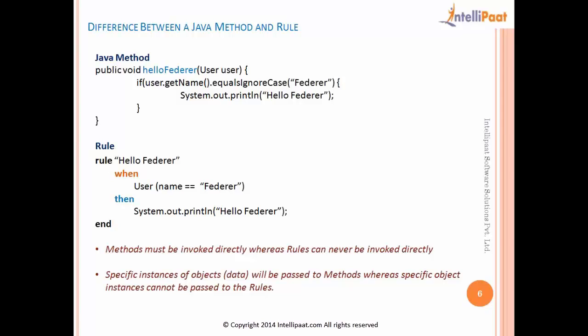So there is no way for us to invoke a particular rule directly and pass it some data. But in Java world, the only way to do is we need to invoke a method directly on the object type and then pass it an instance of object that it is expecting as its input parameter. So herein we directly invoke it, in the rule we don't directly invoke it. We just have to fire all the rules. So that's what the below statement says: methods must be invoked directly, whereas rules can never be invoked directly. Specific instances of objects will be passed to methods, whereas specific object instances cannot be passed to the rules.